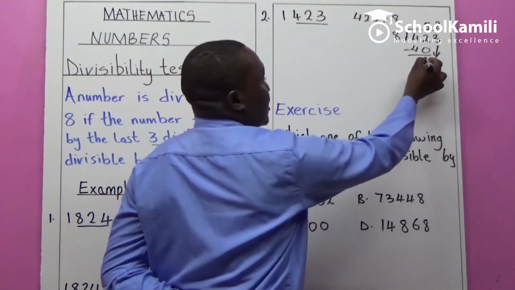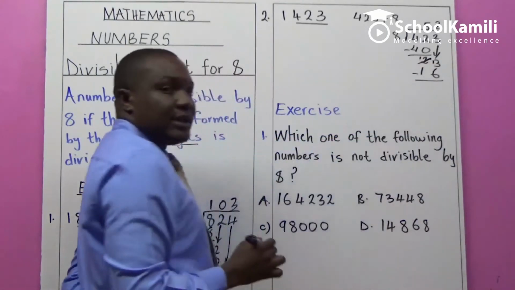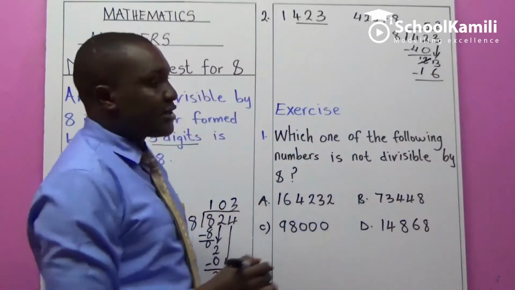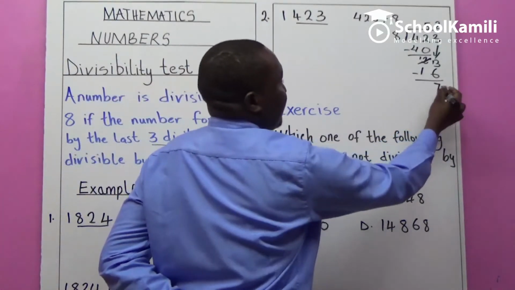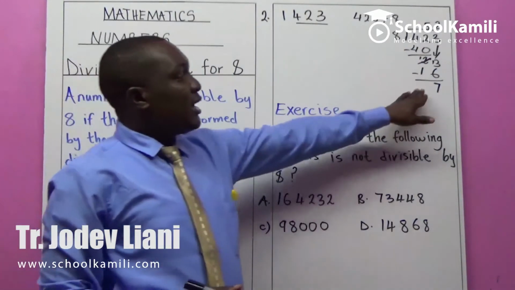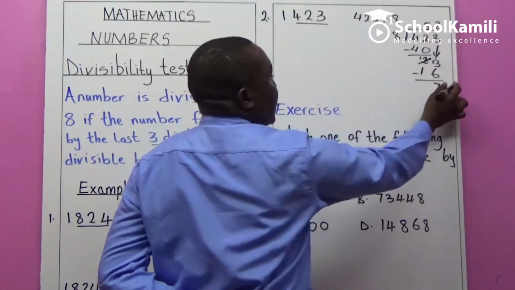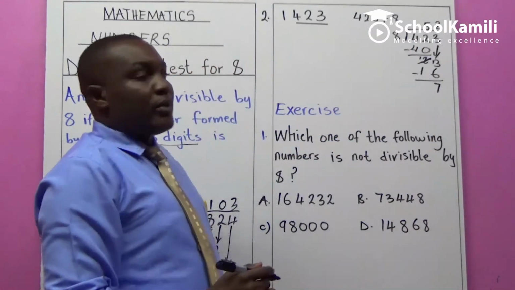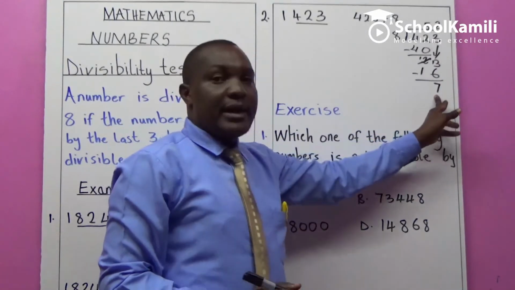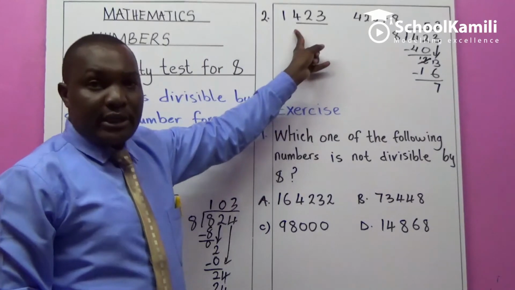Borrow 1 from these 2, you remain with 1. The one you borrowed, put it there so that the new number formed is 13. 13 subtract 6, you get 7. Then this one is 1 minus 1, which is 0. So you see, in this case, we'll have 52 remainder 7. There is a remainder here, meaning that 8 cannot divide this number completely.